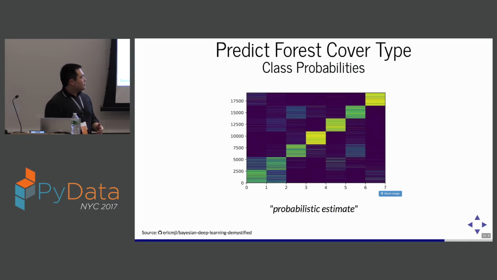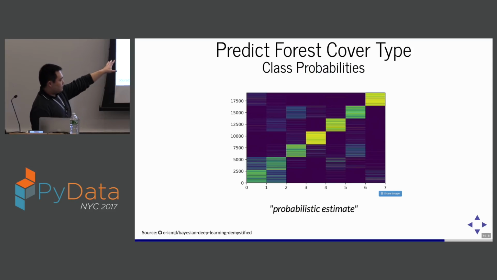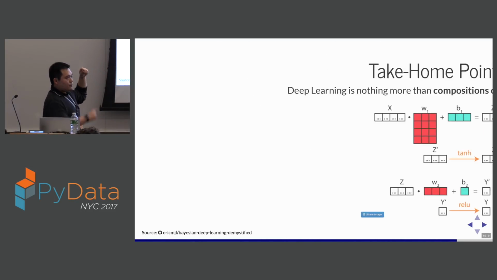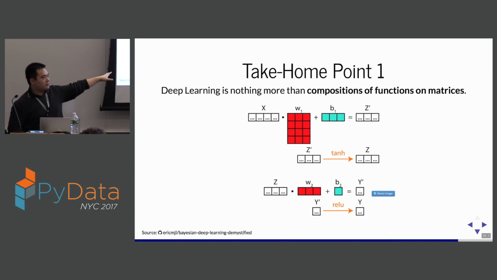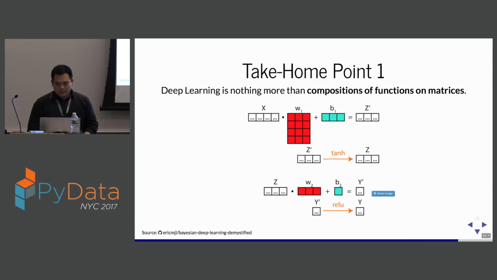What's the difference between this slide and the last slide? I didn't understand what statistic you meant. This slide here is the probability mass associated with each class. This slide here is the uncertainty, the quantified uncertainty. I've essentially taken the standard deviation of the posterior samples, all right?